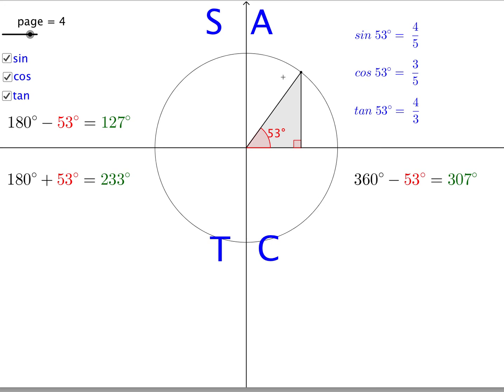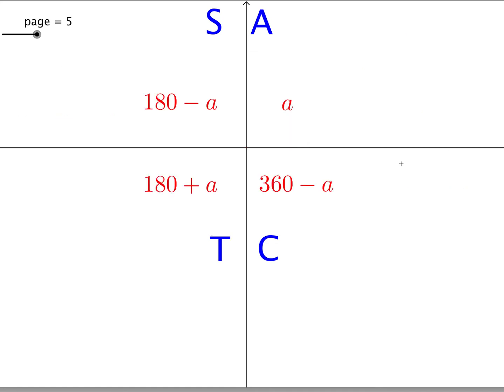So this is to remember where things are positive. All are positive here. Only the sine is positive here. Only the tangent's positive here. Only the cosine's positive here. And whether they're positive or negative. So that's the memory aid. This is what you memorise, and it's to solve trig equations, which will be in the next video. That really is the thing we're after for today.